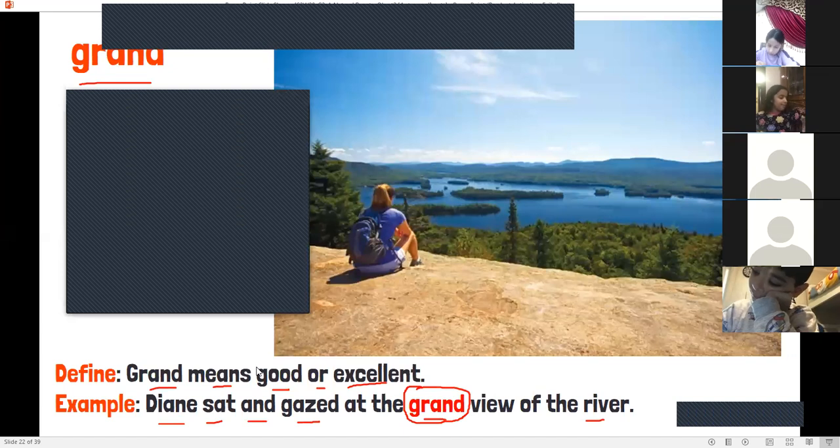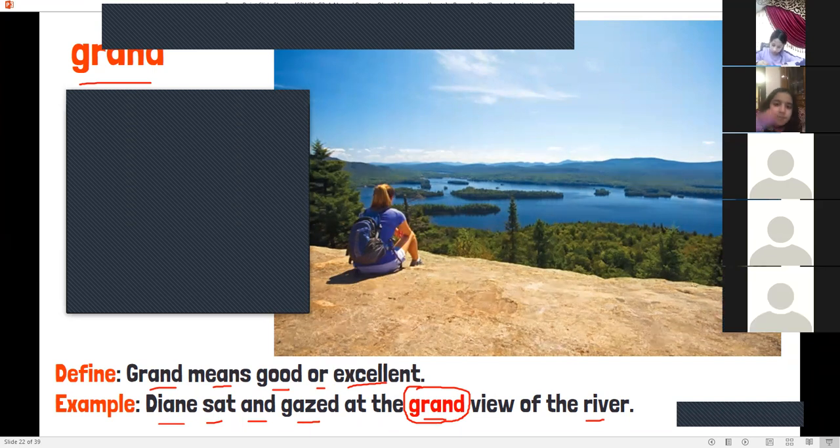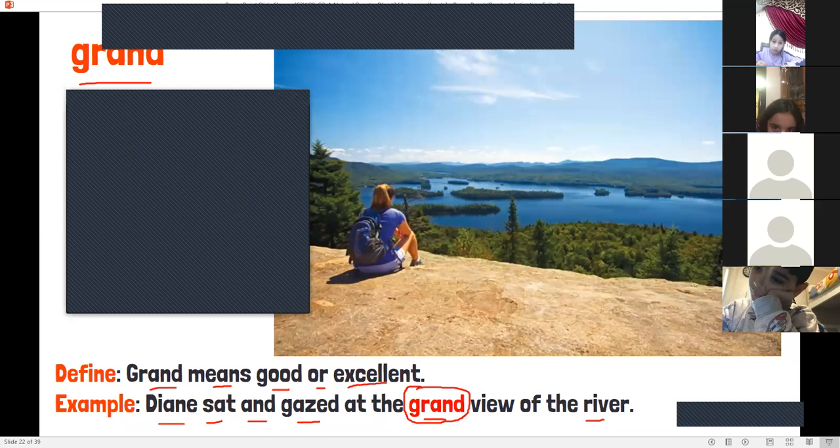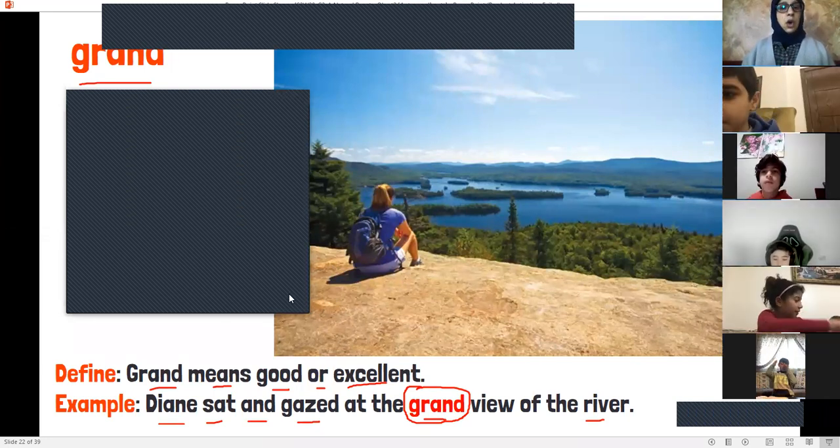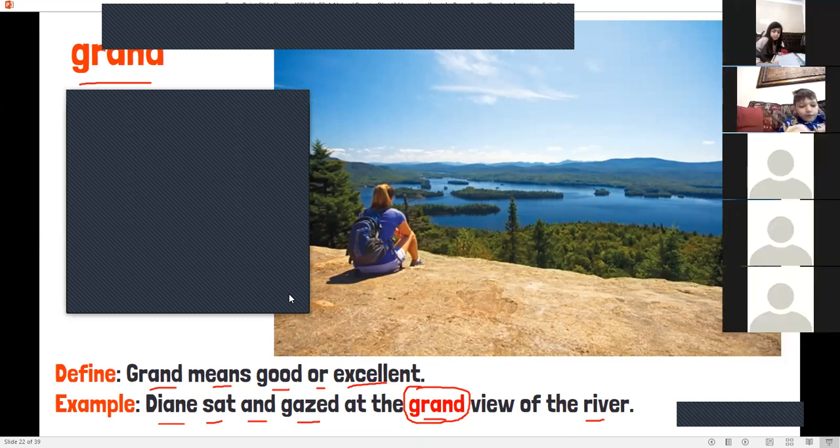Next, I have the word grand. Grand means good or excellent. I'm preparing questions, by the way. For example, Diane sat and gazed. To gaze is to look for a long time at the grand view of the river. This is Diane. She's looking at the excellent or good view of the river. This is the word grand.